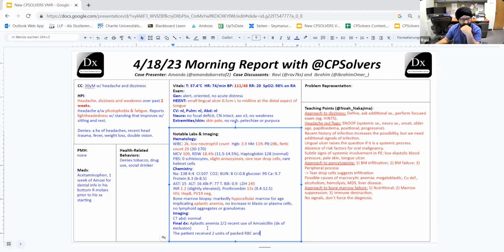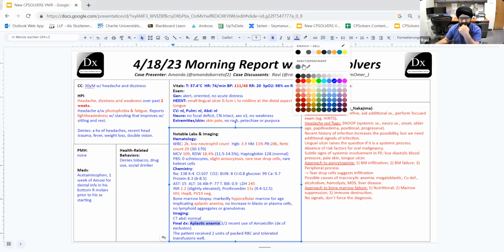Just reflecting on this, it's a great case. There was a lot of presenting complaints here: headache, dizziness, and weakness. And I really like that Ibrahim talked about the dizziness and the possibility of it being a volume issue, namely anemia, and not dehydration. We didn't have orthostatics, but that would be helpful. But then this wide pulse pressure and the pale skin. Was this small lingual ulcer associated with the dental abscess? Is that on the same side as the dental abscess? It was.